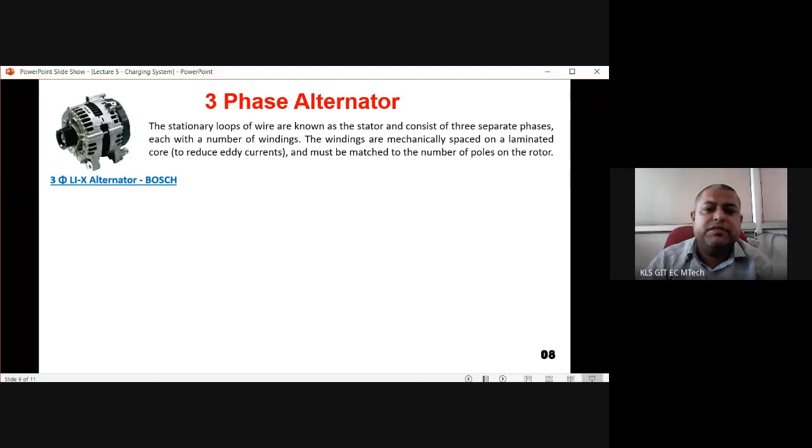So here is a three-phase alternator. I have shown a three-phase LIX alternator from Bosch. So the stationary loops of wire, that is the stator wire coil, of three separate phases, that is RYB, each with a number of windings. The windings are mechanically spaced on a laminated core to reduce the eddy current.